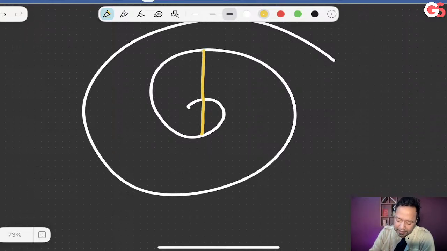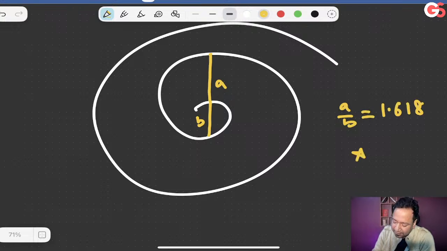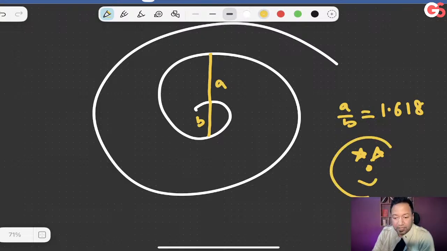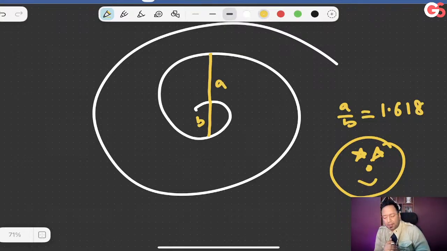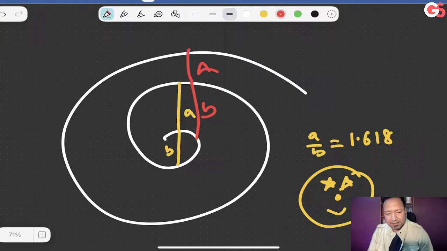So if this is, let's say, B, this is, let's say, A, then what essentially happens? A by B is always equal to 1.618. Wow. Isn't this fascinating? Be it the universe, be it a conch shell, be it any spiral that is naturally made, this always happens. So basically, the distance between the limbs increases with a ratio of 1.618. And the same thing will happen here also. Let's say if I call this B, this will be A. This always happens. Isn't that strange?